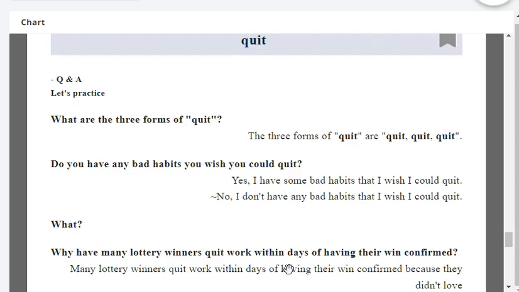What are the three forms of quit? The three forms of quit are quit, quit, quit.